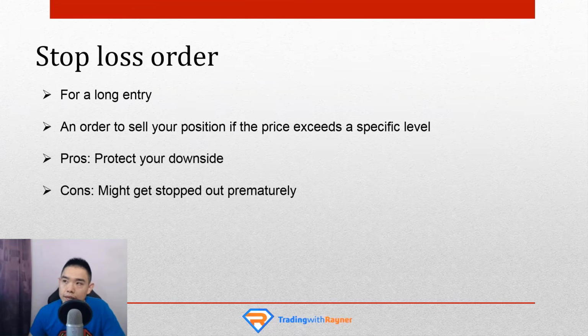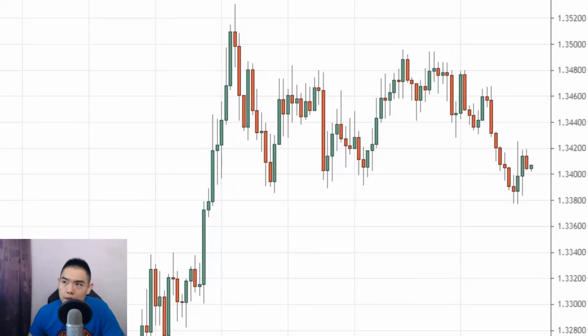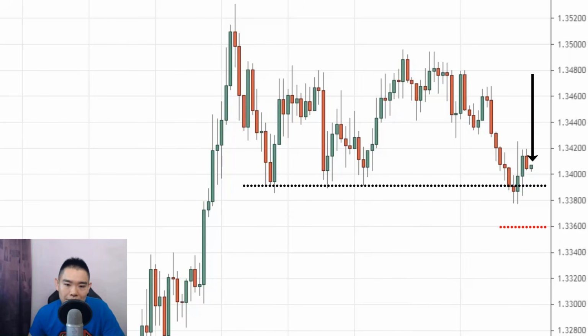And of course, the downside to using a stop loss order is that you might get stopped out of your trade prematurely. So what could happen also is that, let's say you set your stop loss at this level here. There is nothing to stop the market from coming down lower, hitting your stop loss and then reversing up higher. That could also happen. So this is the downside to using a stop loss order.